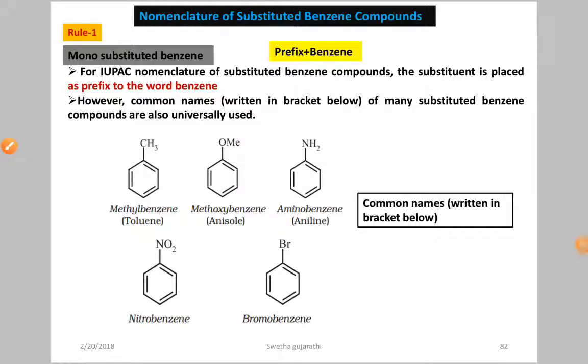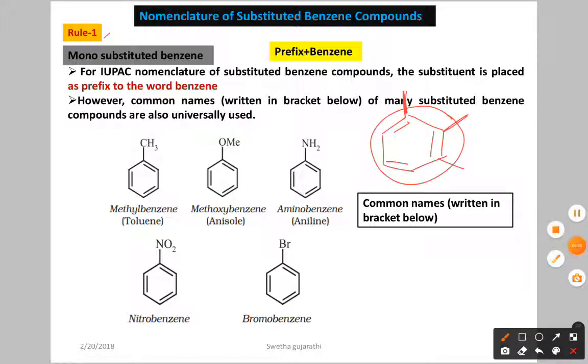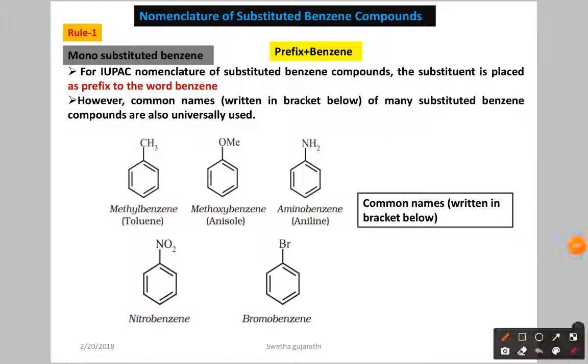Hello students, let us discuss nomenclature of benzene derivatives. For mono-substituted benzene, for IUPAC nomenclature of substituted benzene compounds, the substituent is placed as a prefix to the word benzene. Okay, so as a prefix we use the substituent, and after that we end with the word benzene.